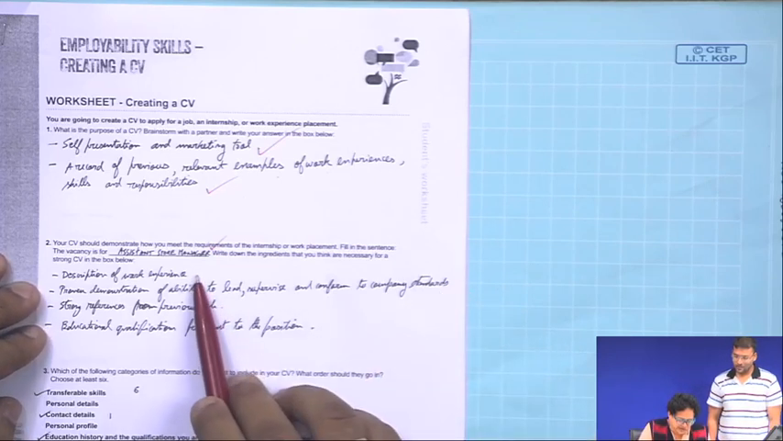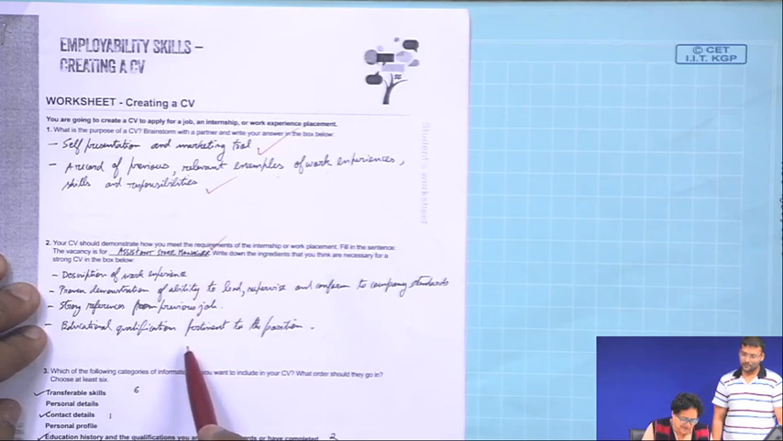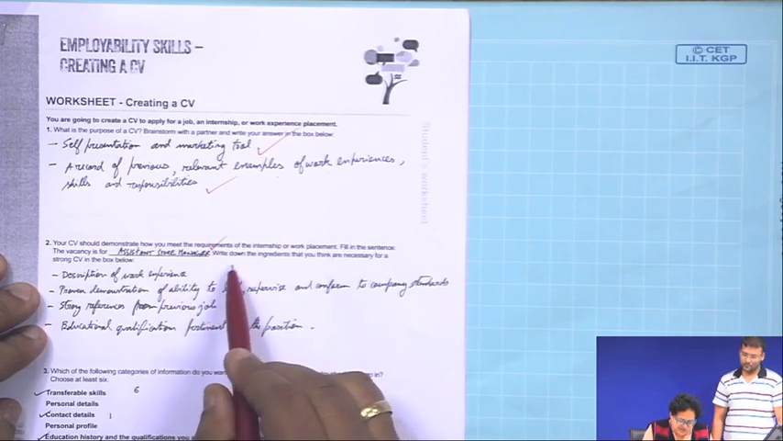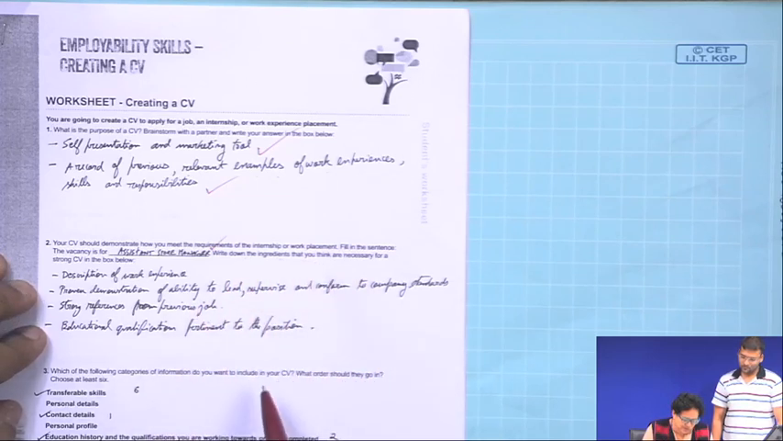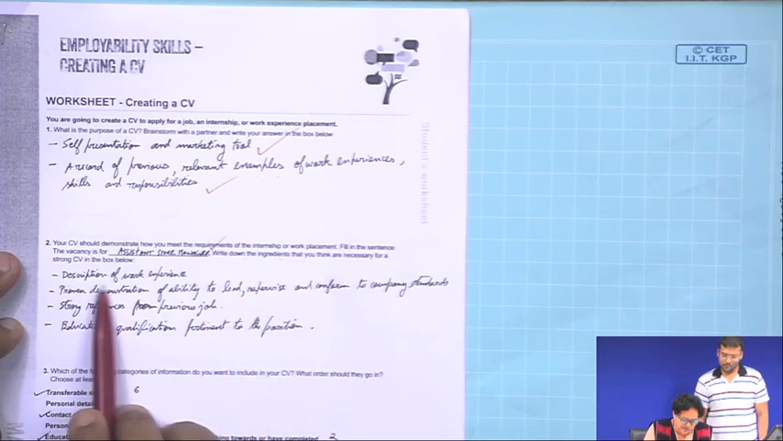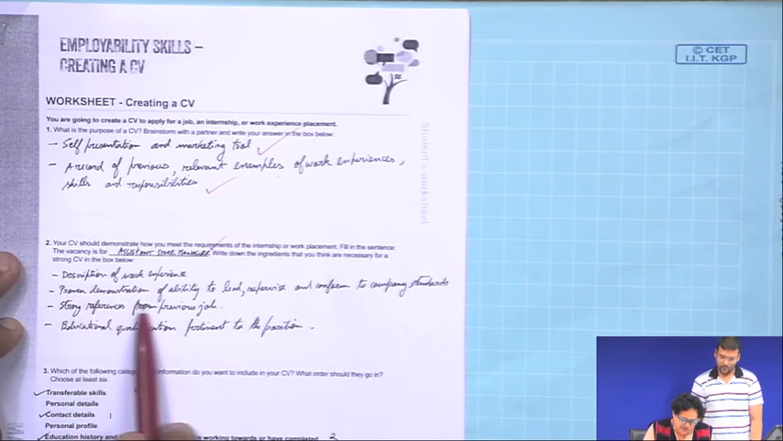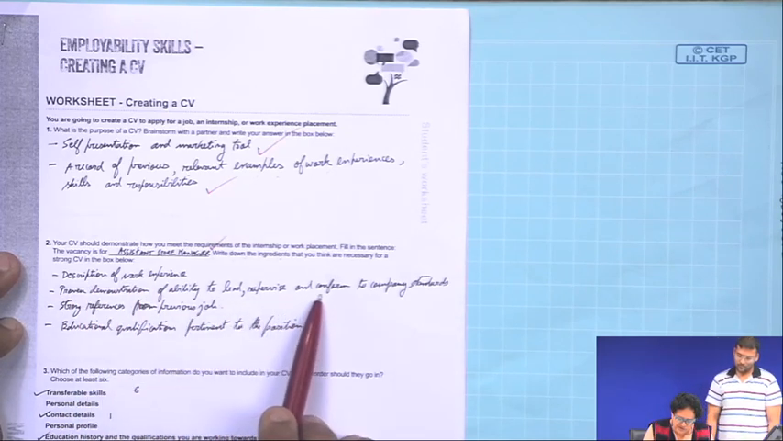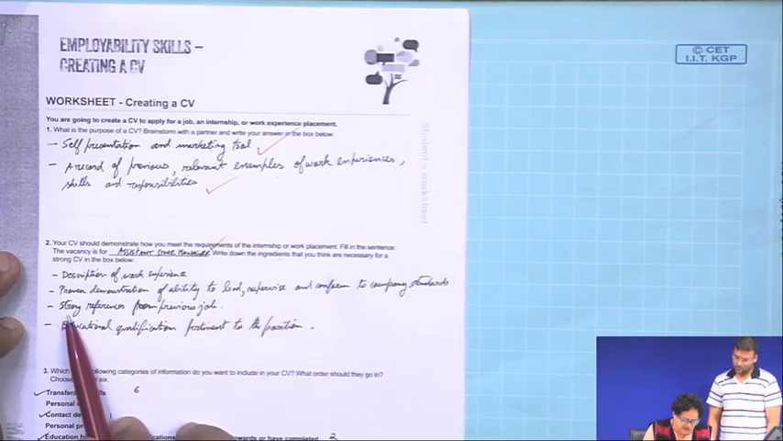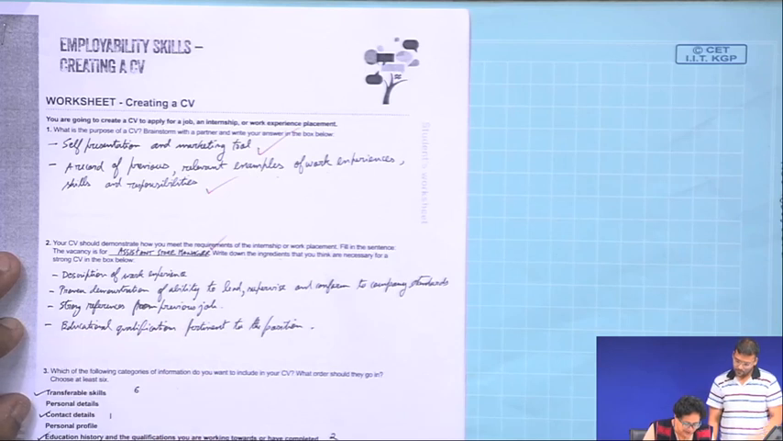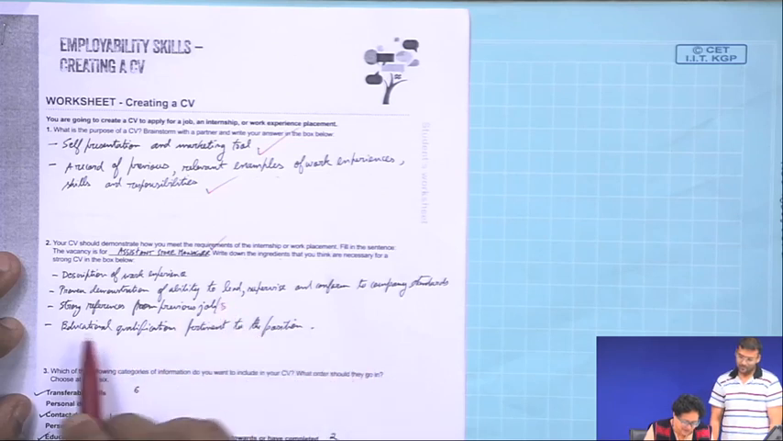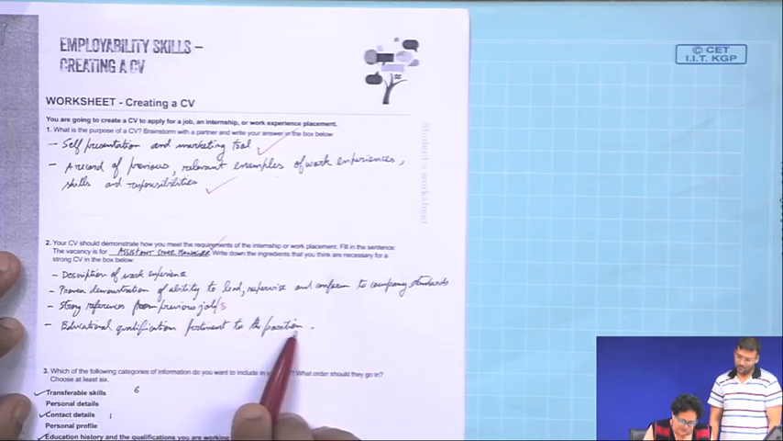So Tirtha says that this is from a case study, and the task is: write down the ingredients that you think are necessary for a strong CV in the box below. So in the box he writes: description of work, proven demonstration of ability to lead, supervise and conform to the company standards, strong references from previous job or jobs, and the educational qualification pertinent to the position.